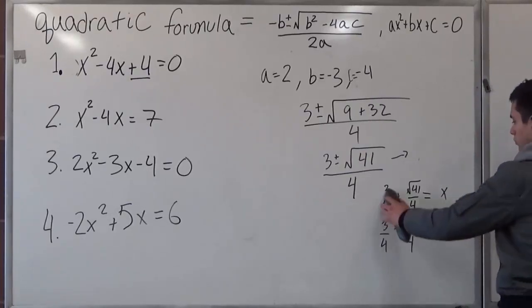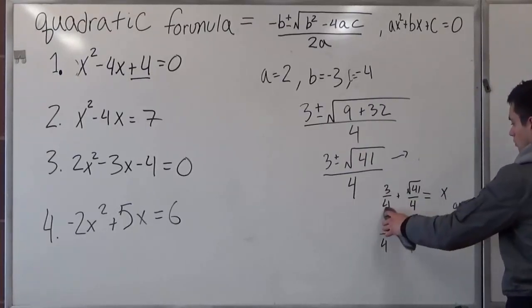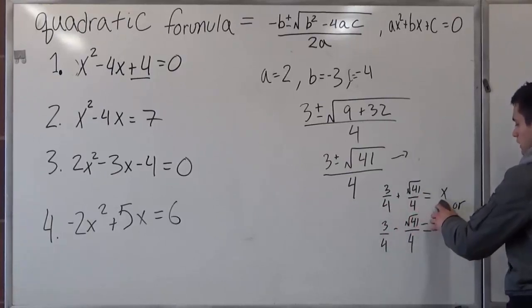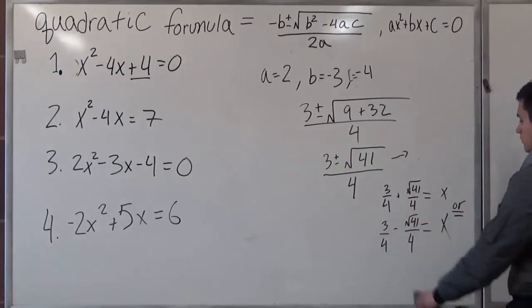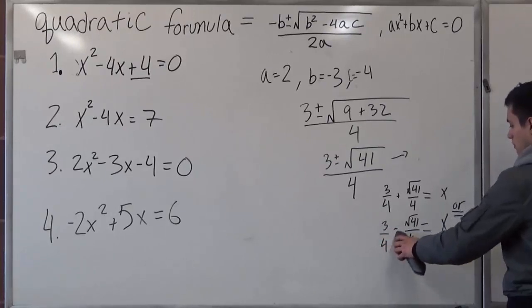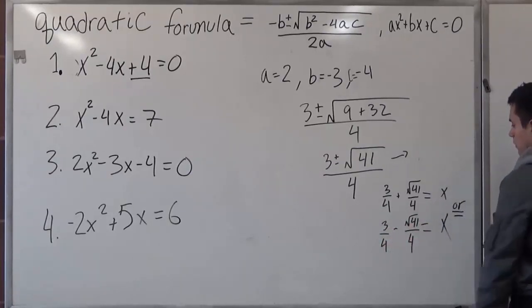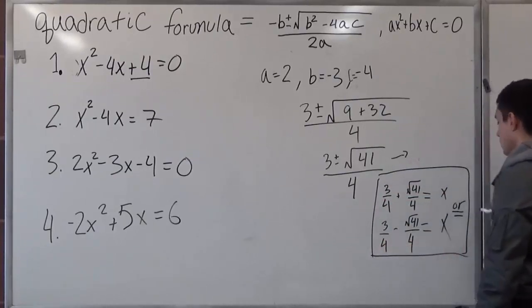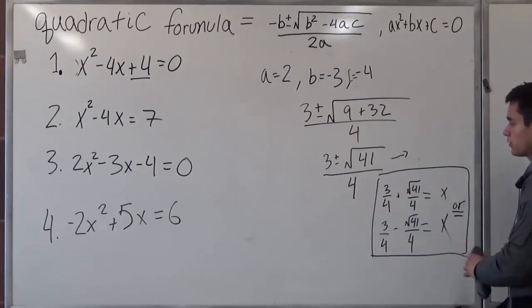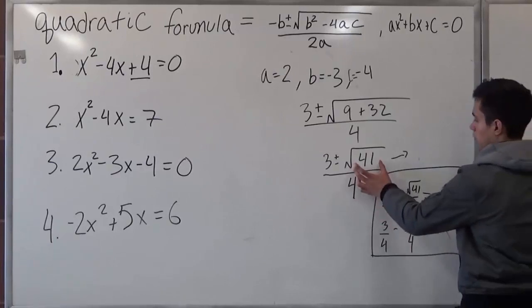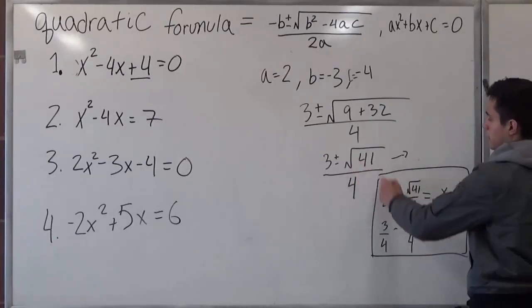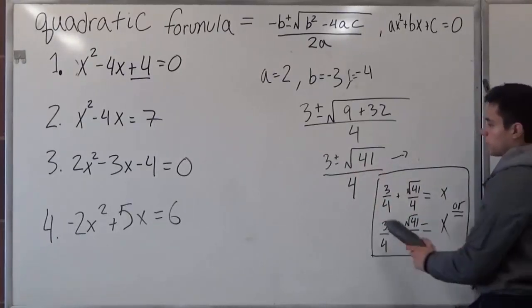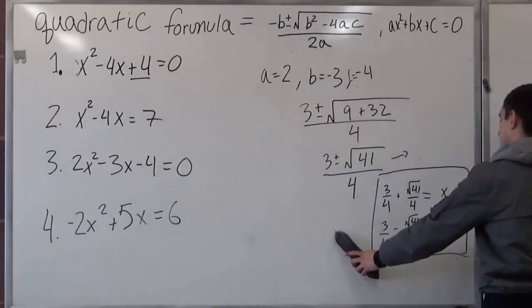The answer could be 3 over 4 plus radical 41 over 4 is equal to x, or 3 over 4 minus radical 41 divided by 4. So let's always keep that in mind, that this radical can always be simplified, but in this case it can't. So now let's move on to number 4.